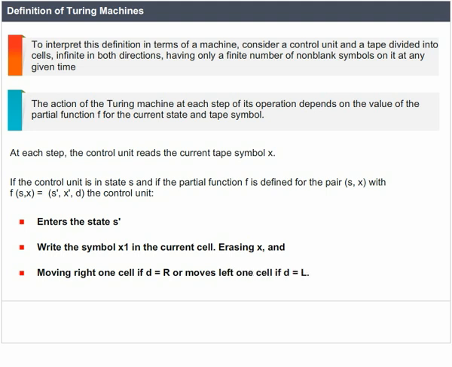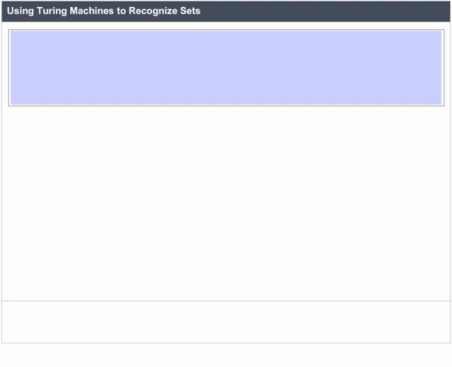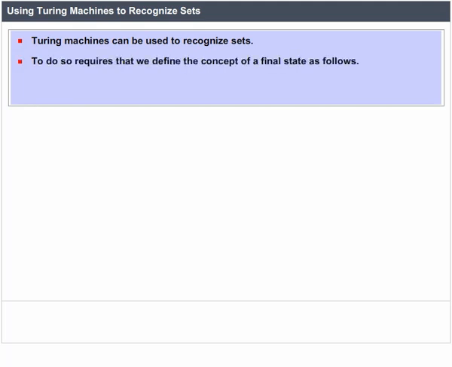Using Turing machines to recognize sets. Turing machines can be used to recognize sets. To do so requires that we define the concept of a final state as follows.